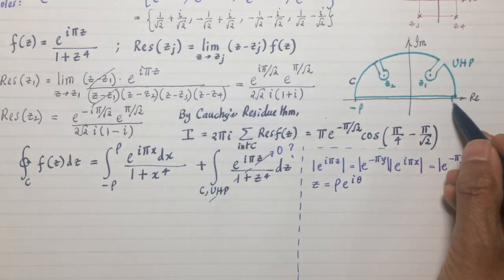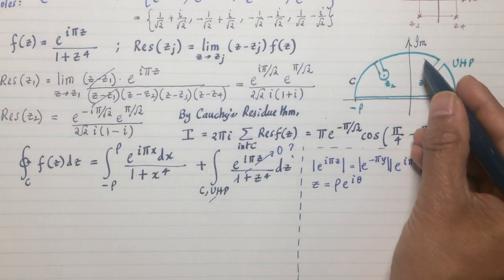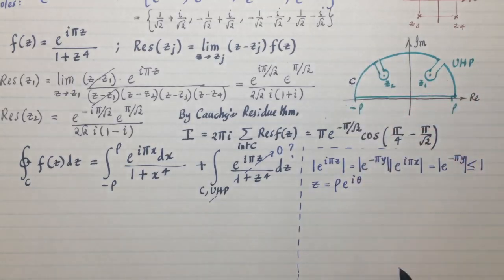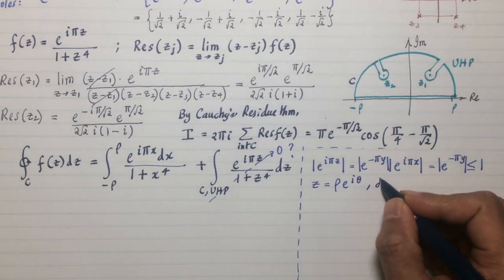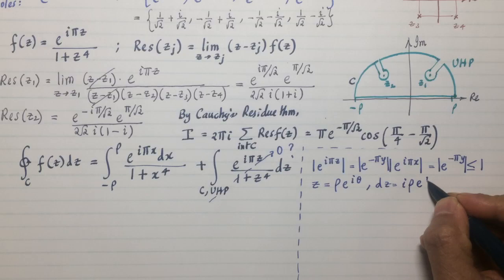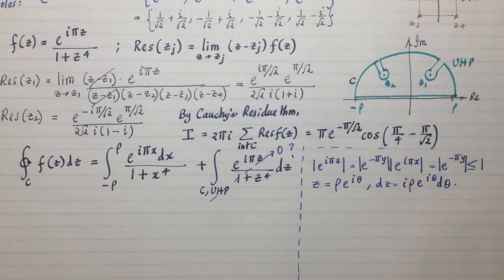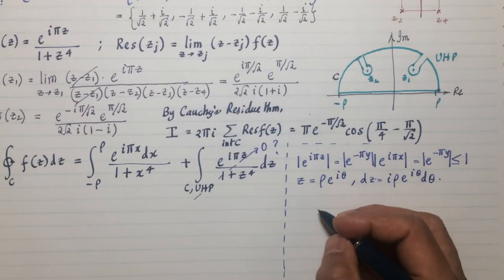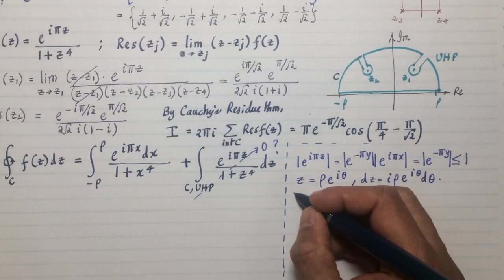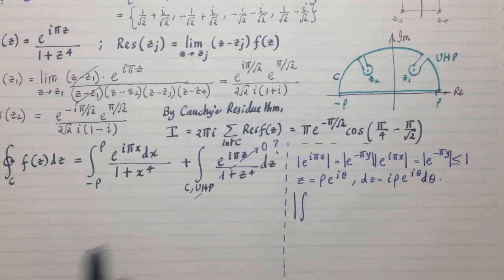Because you already have the value of rho, if you multiply by e to the i theta, you'll simply sweep the extent of the contour. Then dz is going to be i times rho e to the i theta d theta. Now we're going to use an inequality called the Cauchy-Schwarz inequality, which I'll write here.